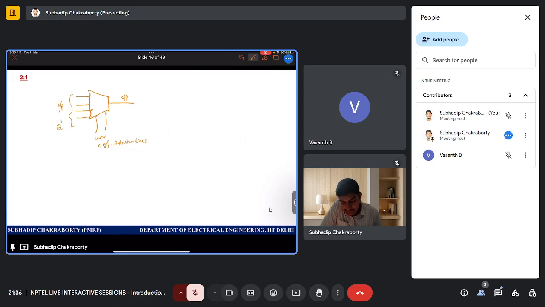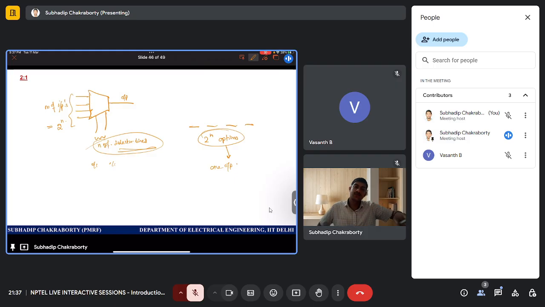2 to the power n, right? Because each selector line can be 0 or 1. So every selector line value will correspond to one of the inputs. If I have n bits and 2 to the power n options, I have 2 to the power n options of selecting the selector lines corresponding to one output. So the number of inputs is 2 to the power n, because such inputs can be selected based on the value of the selector lines.